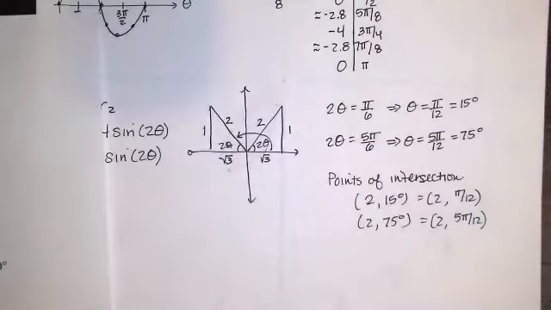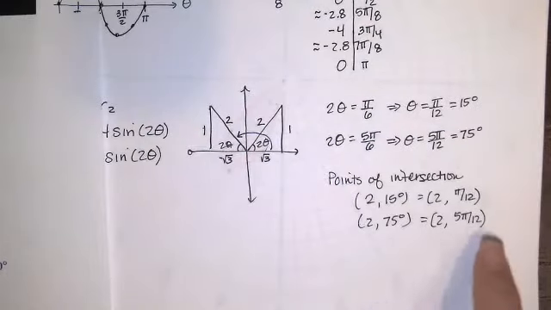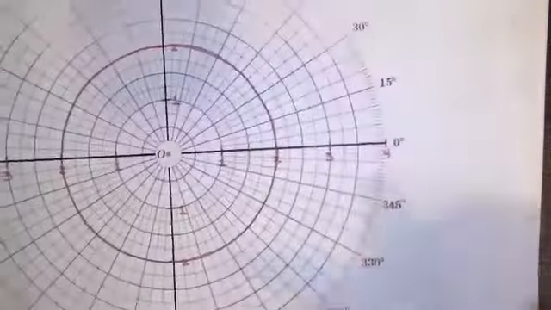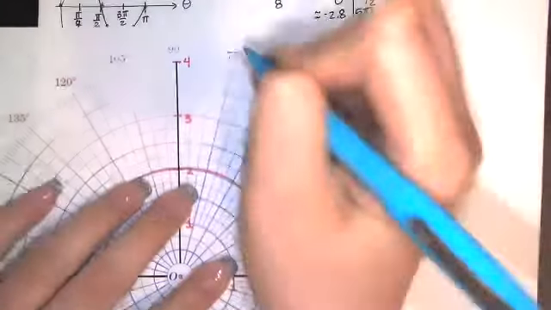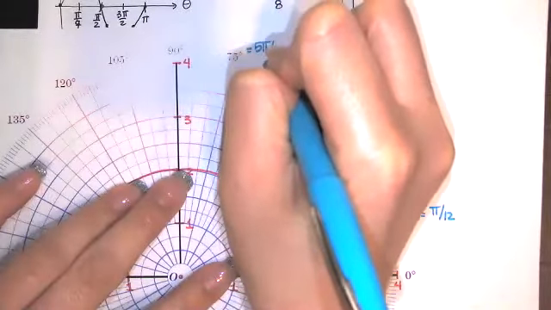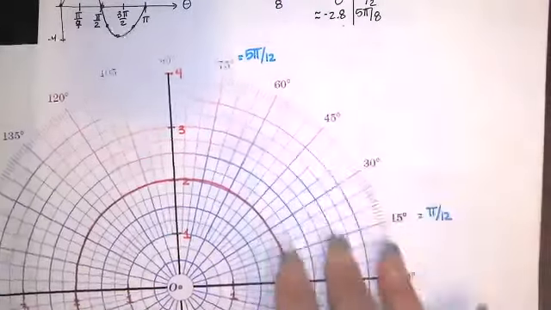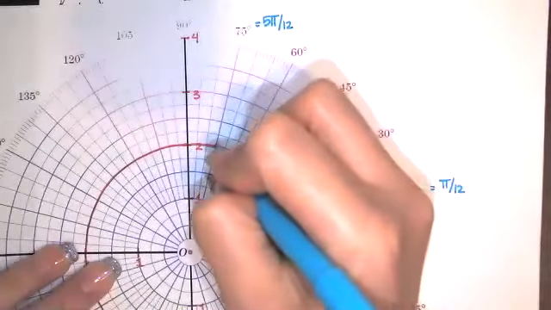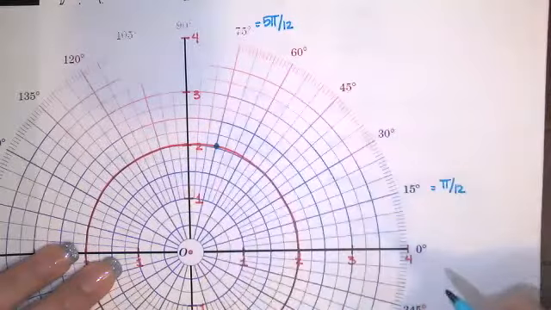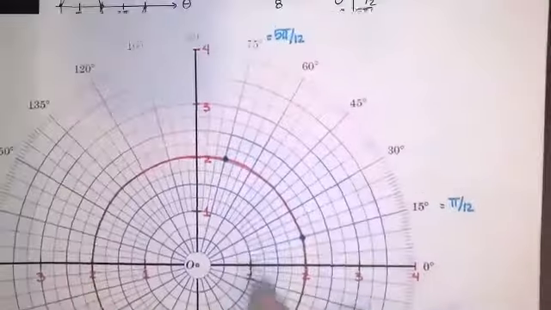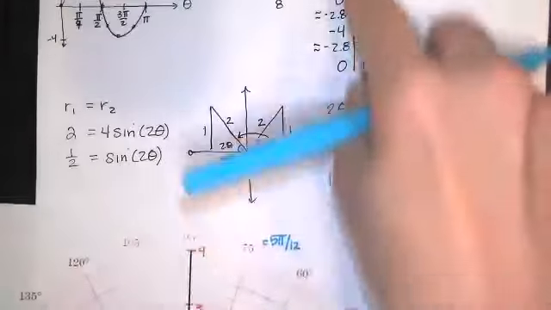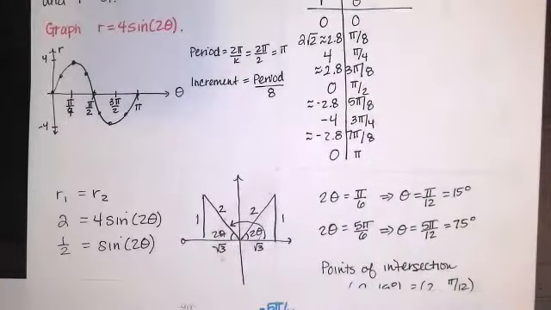So we know at 15 degrees and at 75 degrees, that's pi over 12 and 5 pi over 12 radians, our curve will meet here and here with this other curve. Okay, so those are 2 points on this graph. All right, now let's plot the rest of the points.